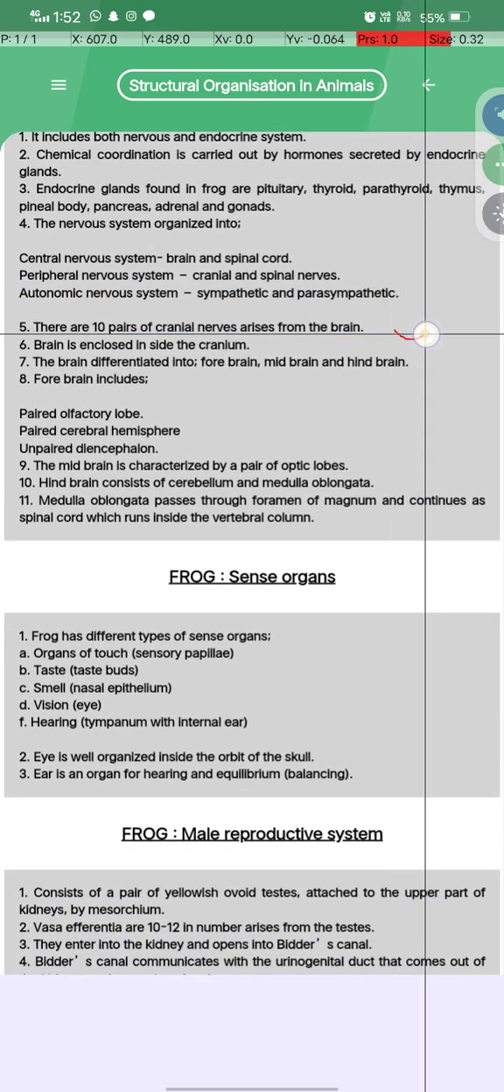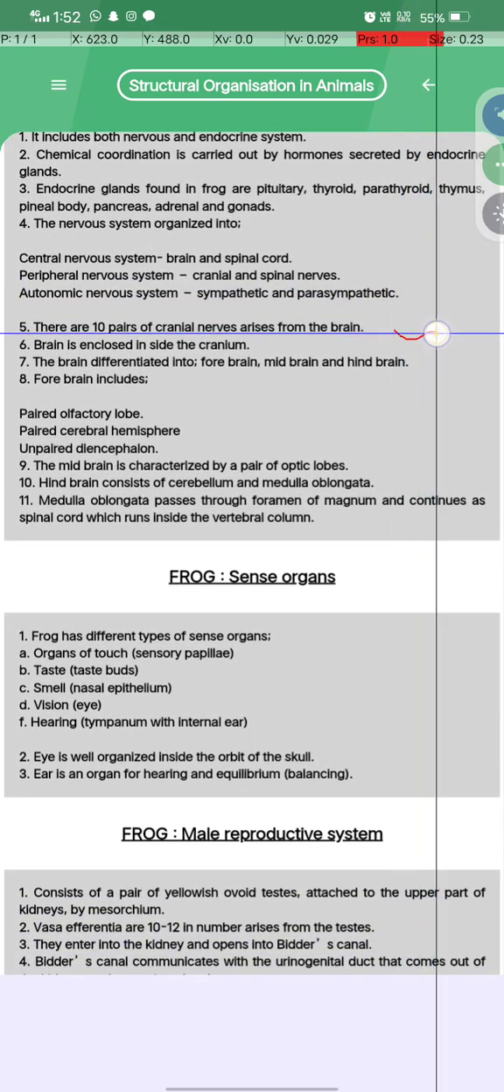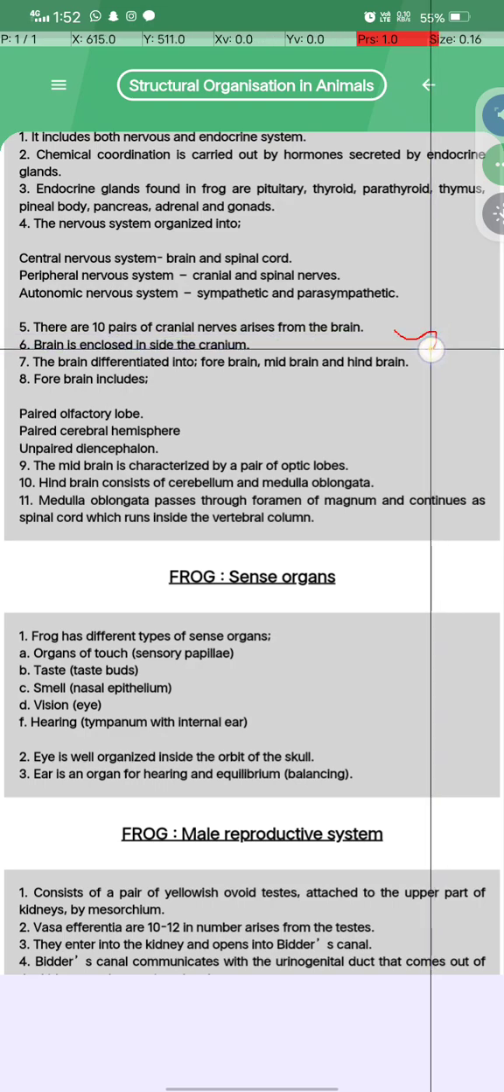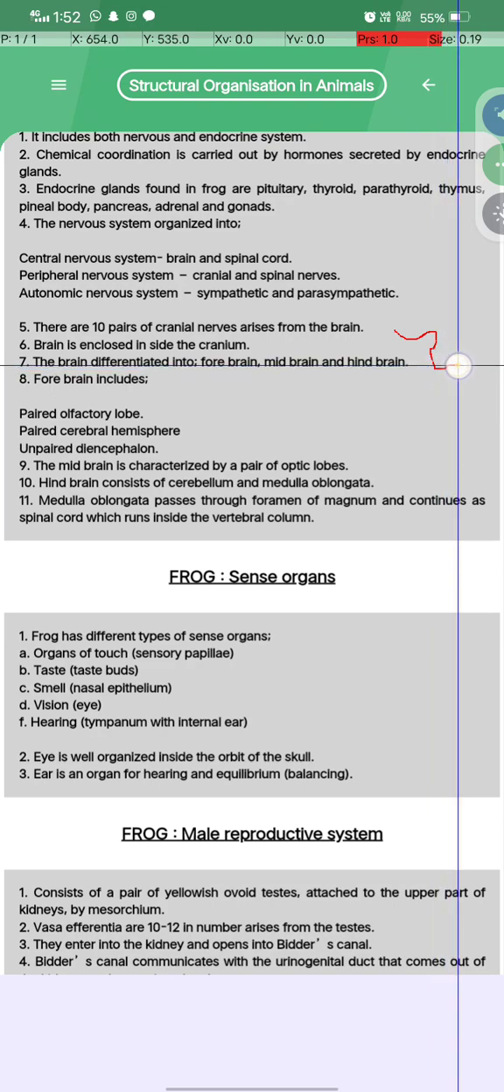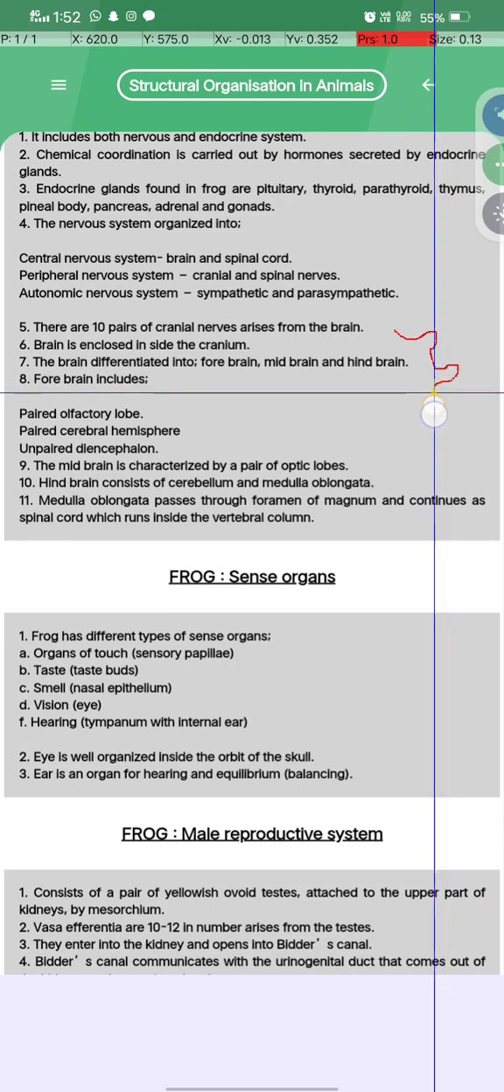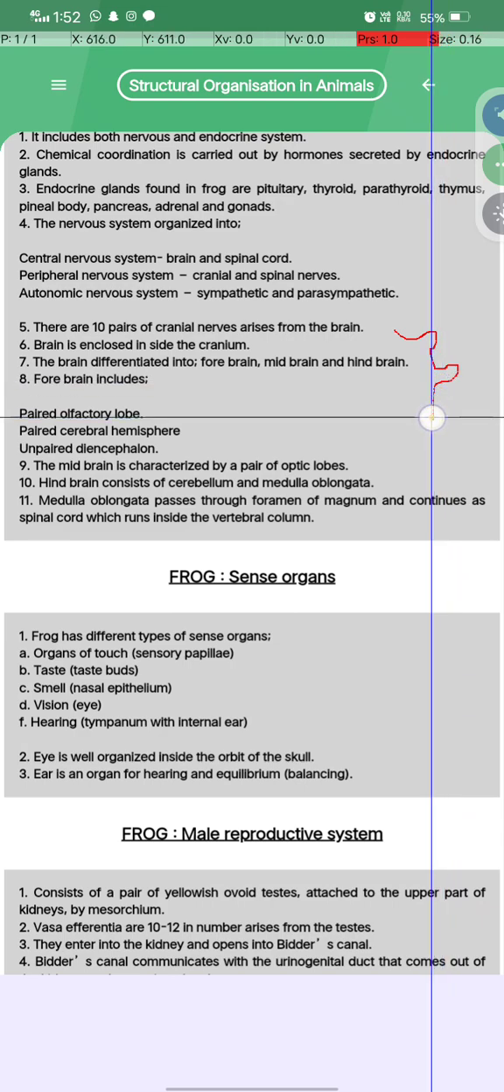There are 10 pairs of cranial nerves arising from the brain, and the brain is enclosed in the cranium. The brain is differentiated into the forebrain, midbrain, and hindbrain, and the forebrain includes a pair of olfactory lobes.